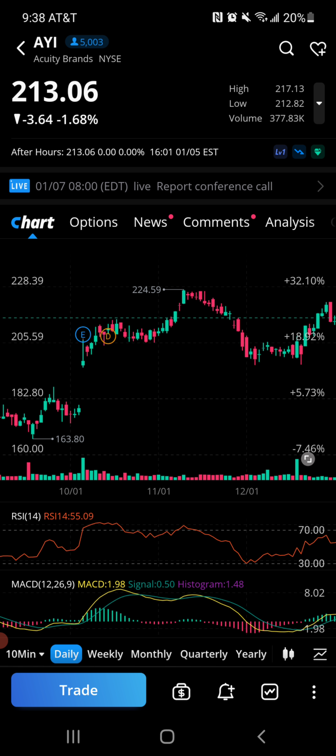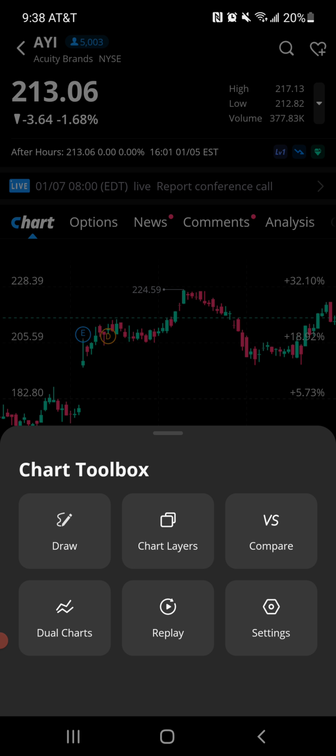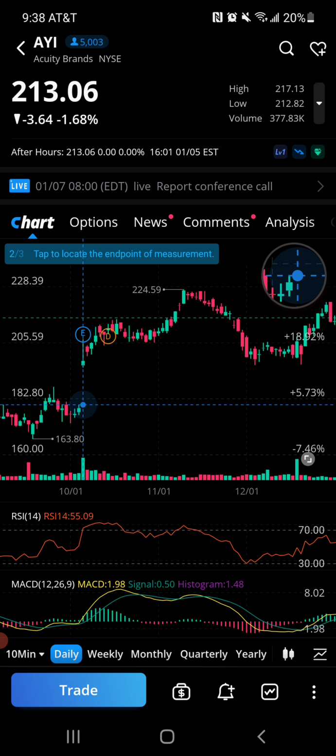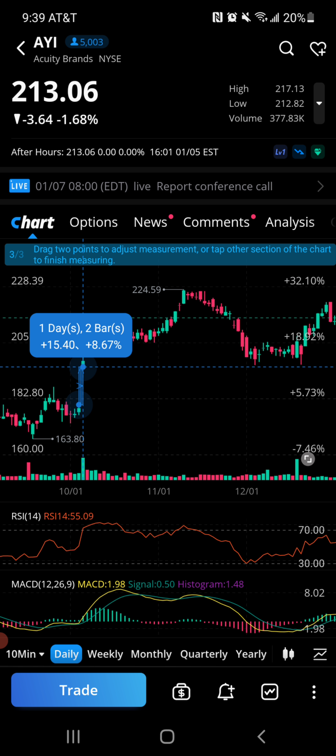So if you want to measure the gap now, down here at the bottom right, you see a little square with what looks like a chart symbol in the middle. Click that. Go to Draw. Measure. And then all you got to do is click the top of this candle here. And if you hold it down, you see how this little circle came up in the top right of the screen. It helps you get it perfect. So you put it right there on the top of that, and then you put the other tap at the bottom of that candle. So you can see there that this gap is an 8.67% gap.